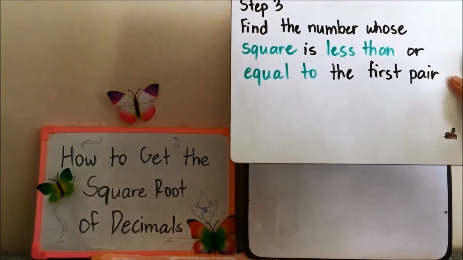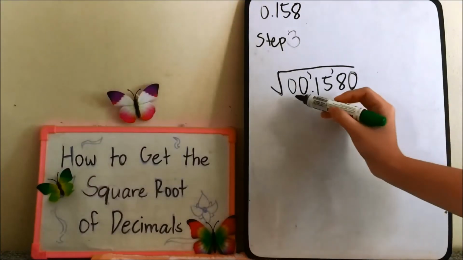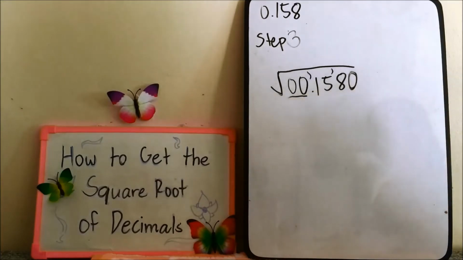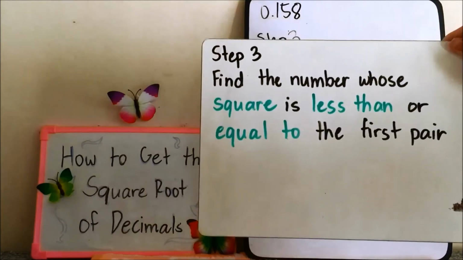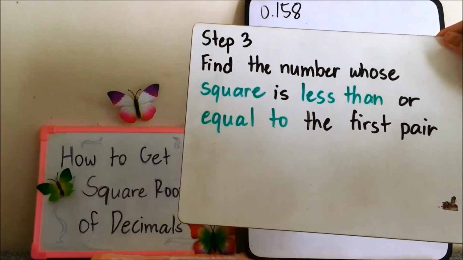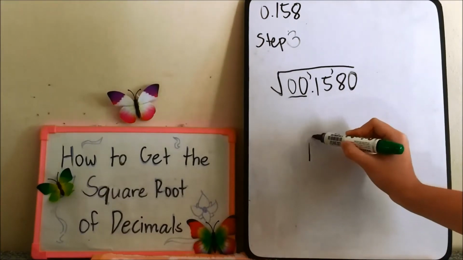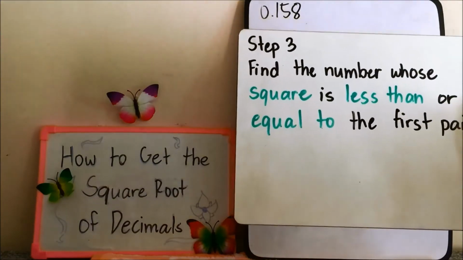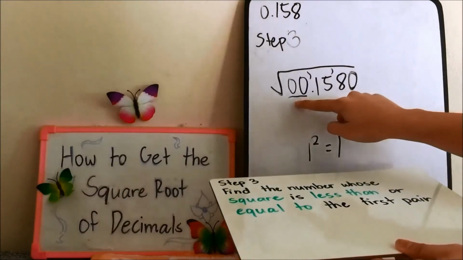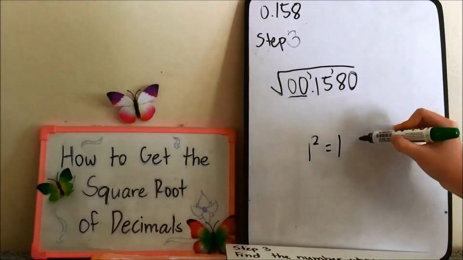Number 3. Find the number whose square is less than or equal to the first pair. So our first pair is 0, 0. So we will be finding that number by using trial and error. So let's try 1. Remember, you should find a number whose square is less than or equal to the first pair. So our first number here for trial and error is 1. So 1 squared is equals to 1. It says here that the square of the number should be less than or equal to the first pair, which is 0. So the square of 1 is 1 and it is greater than 0. So this cannot be our number.